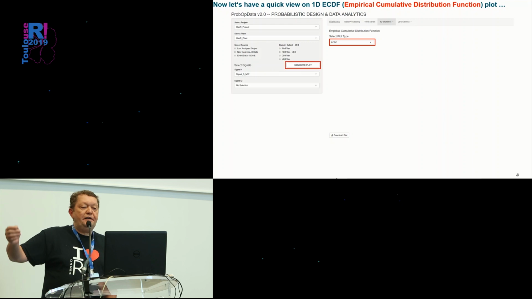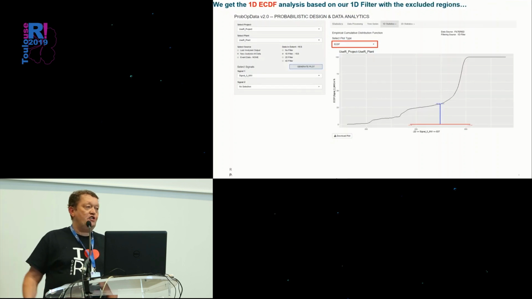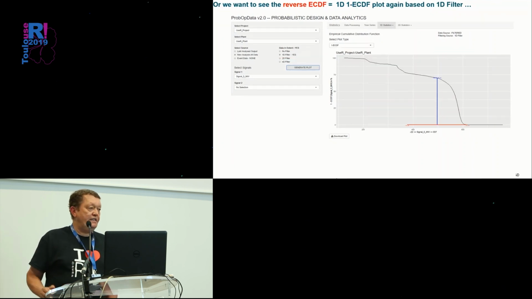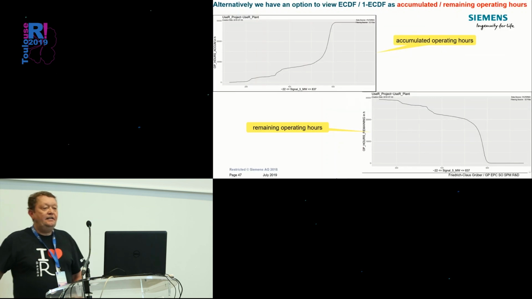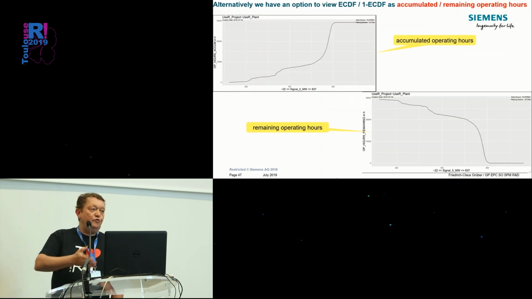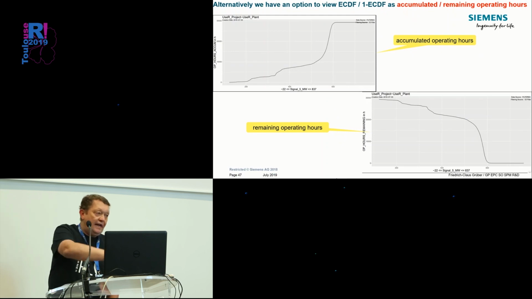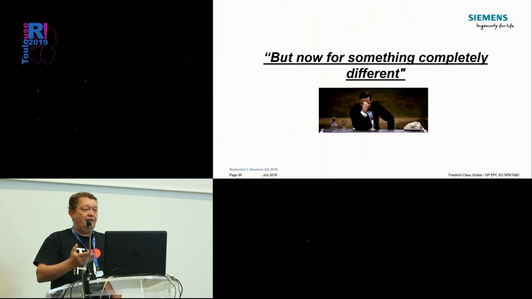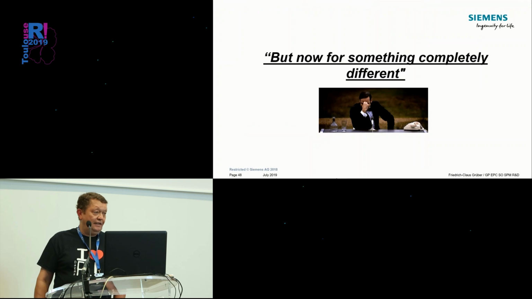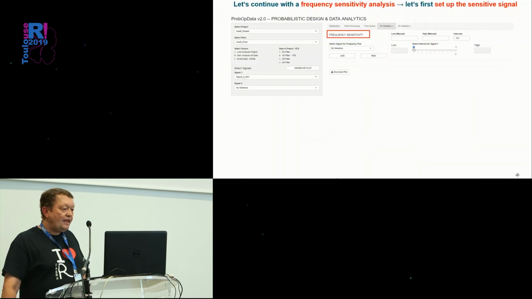And of course, the empirical cumulative distribution function, which is used very often, and its reverse, to estimate some probabilities for operations. Or in this case, the operating hours view, the accumulated or the remaining operating hour views. Okay. But now for something completely different.